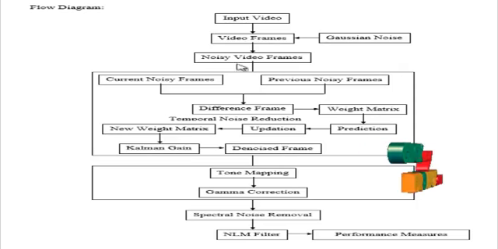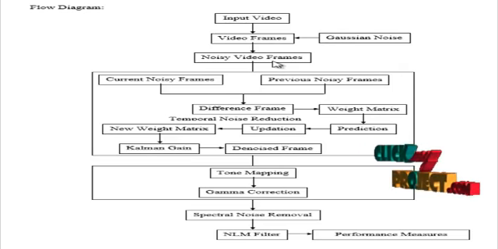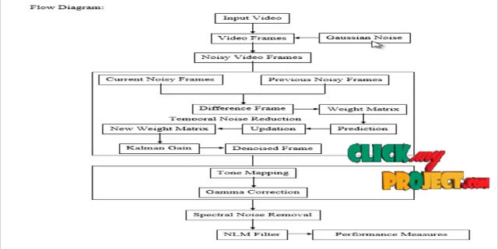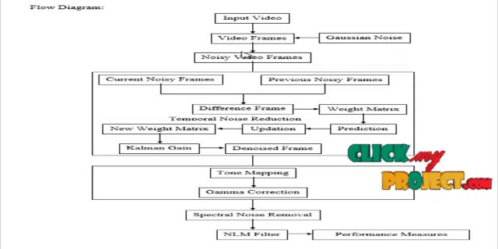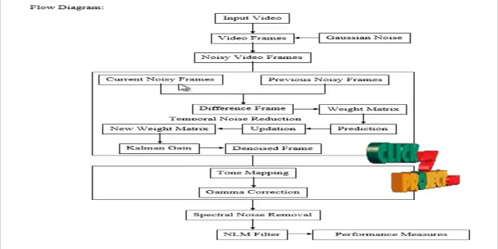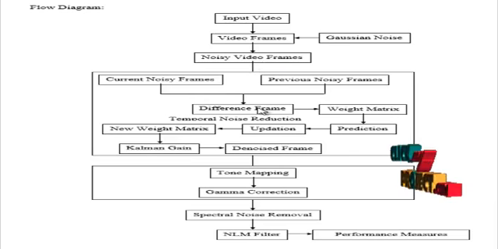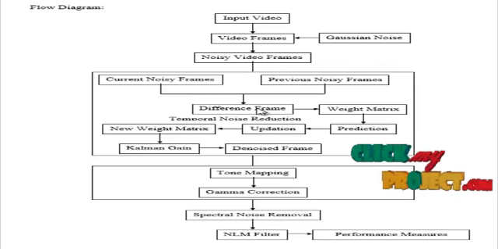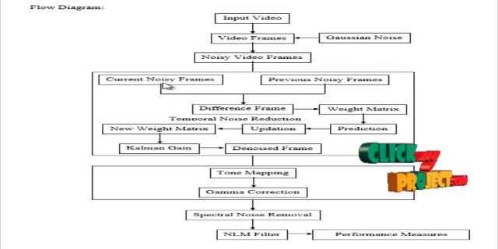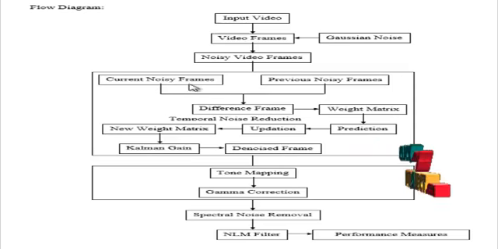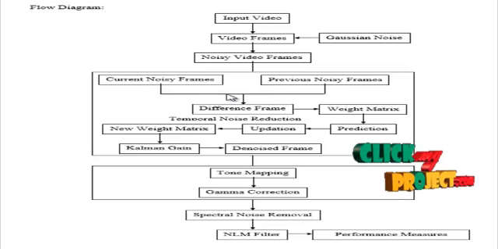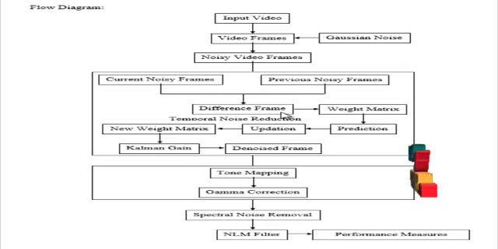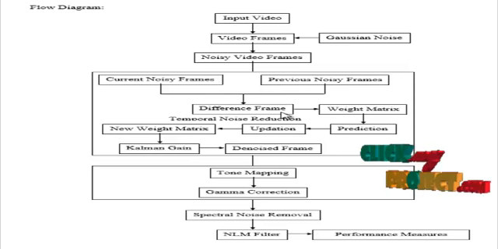After we obtain the noisy video frames, and also the amount of the Gaussian noises were displayed in the base paper proposed. After that, we identify the difference frame. For the difference frame, we use the current noisy frame, and the previous noisy frame is subtracted. Thus we identify the difference frames from the images.